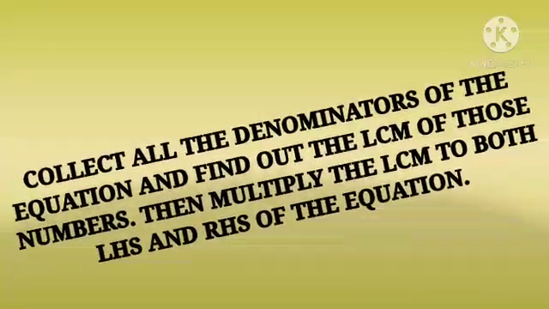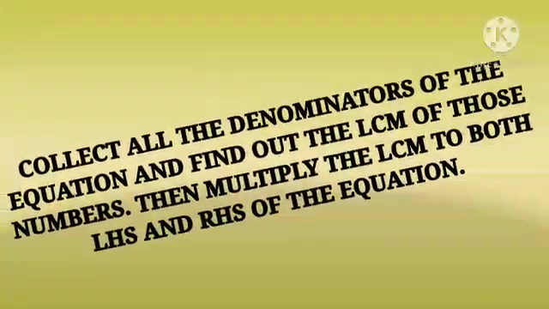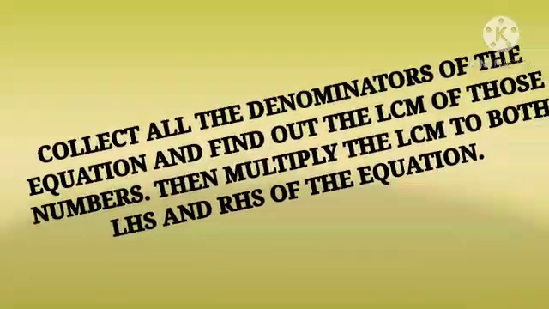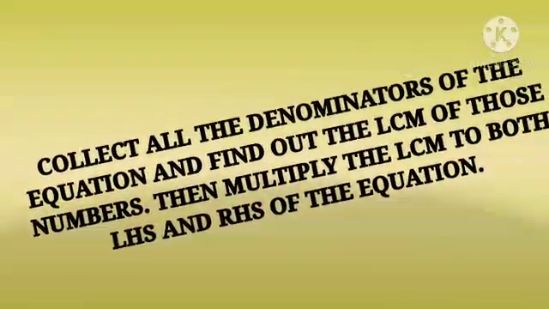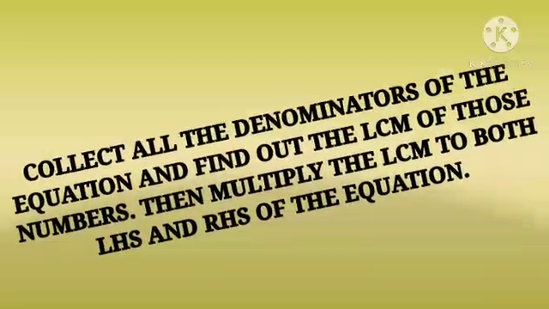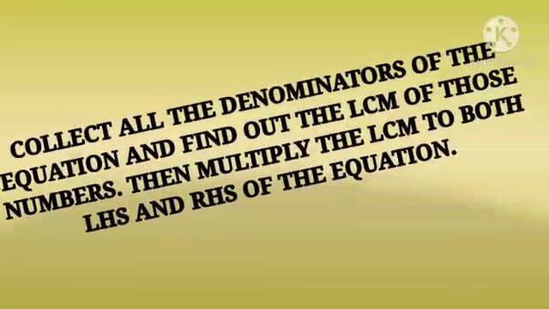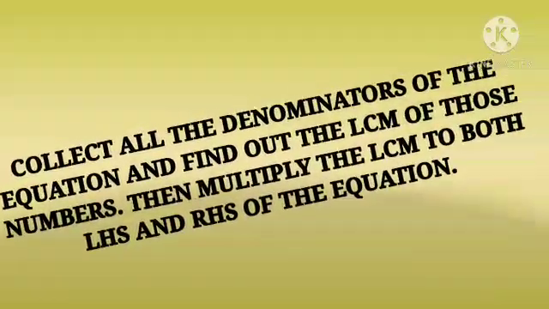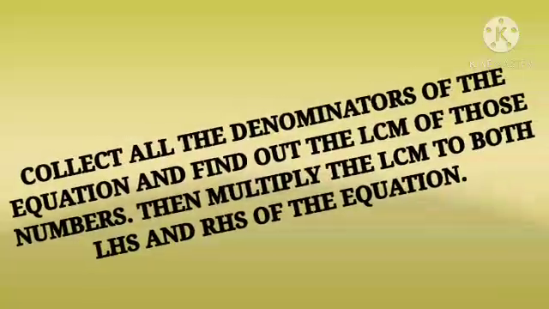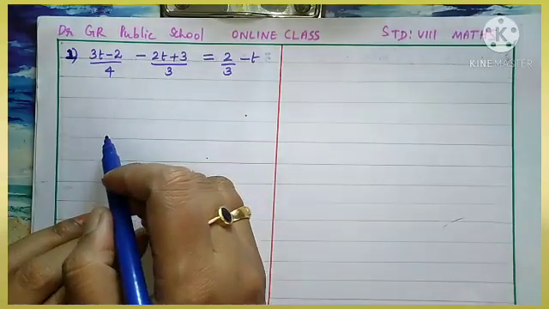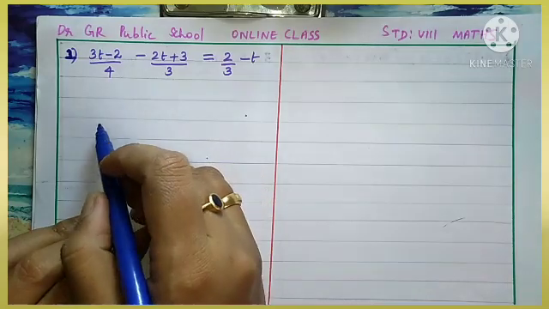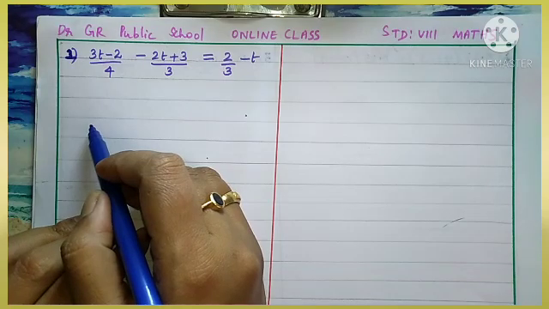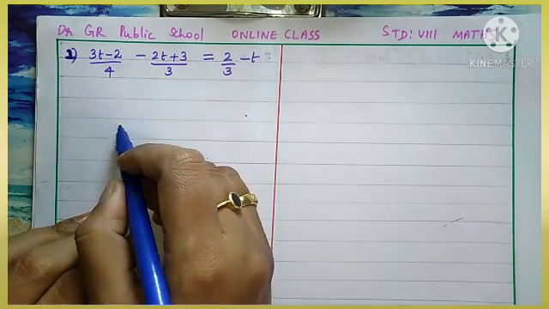To reduce the equations, collect all the denominators of the equation and find out the LCM of those numbers. Then multiply the LCM to both LHS and RHS of the equation. So this is the method we are going to study in the few problems. So all of you listen very carefully. Children, this is the new method of making the given equation into simpler form of linear equation. Okay, so this is the new version we are going to study now.